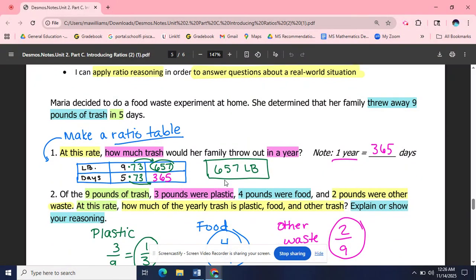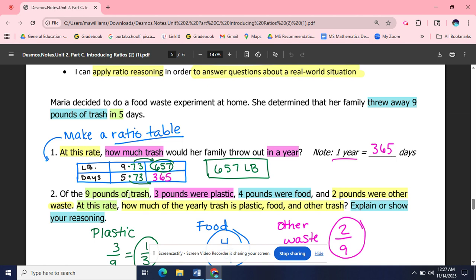1 year is about 365 days. So I made a ratio table comparing the pounds of trash and days. Pounds and days. So 9 pounds of trash in 5 days. So in 1 year, it would be 365 divided by 5 is 73, times 9 is 657. So her family would throw out 657 pounds in 1 year.